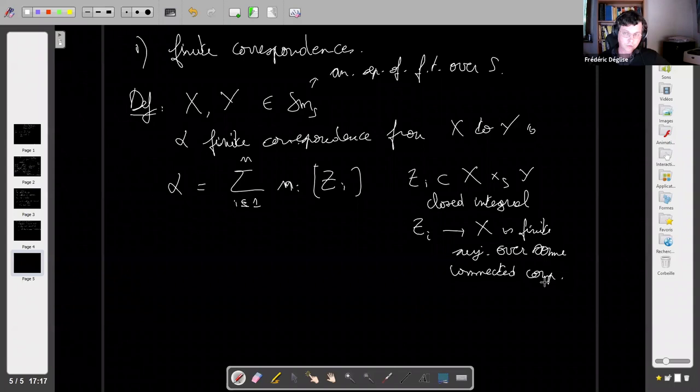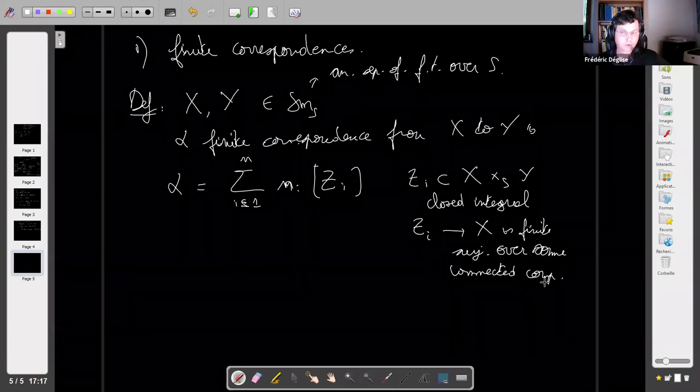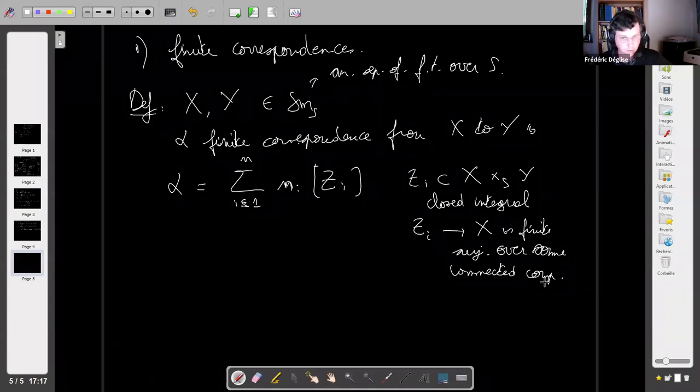S is regular, and X is smooth over S, so X is also regular. A regular scheme is a disjoint union of its irreducible components, which are all connected components. Okay. So it's an algebraic cycle inside X cross S Y, but with a restriction: we also say that the support of alpha over X is finite and equidimensional.